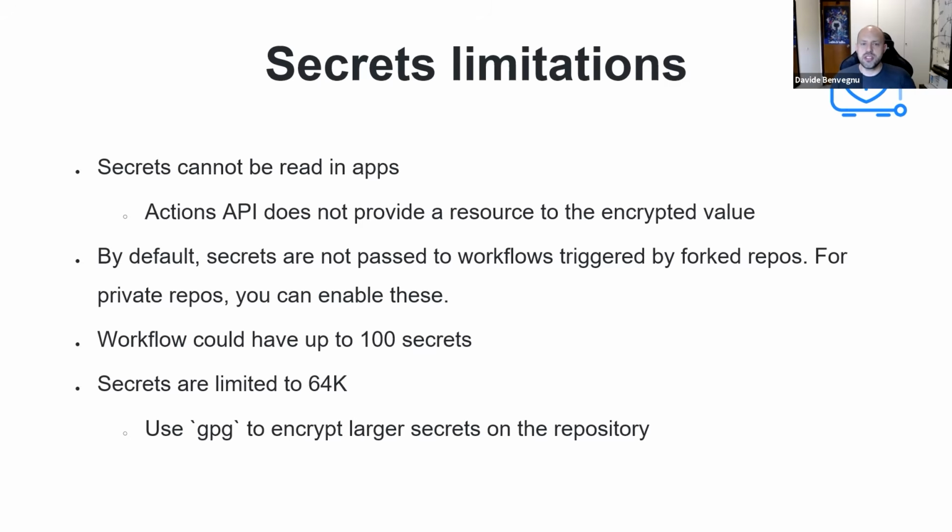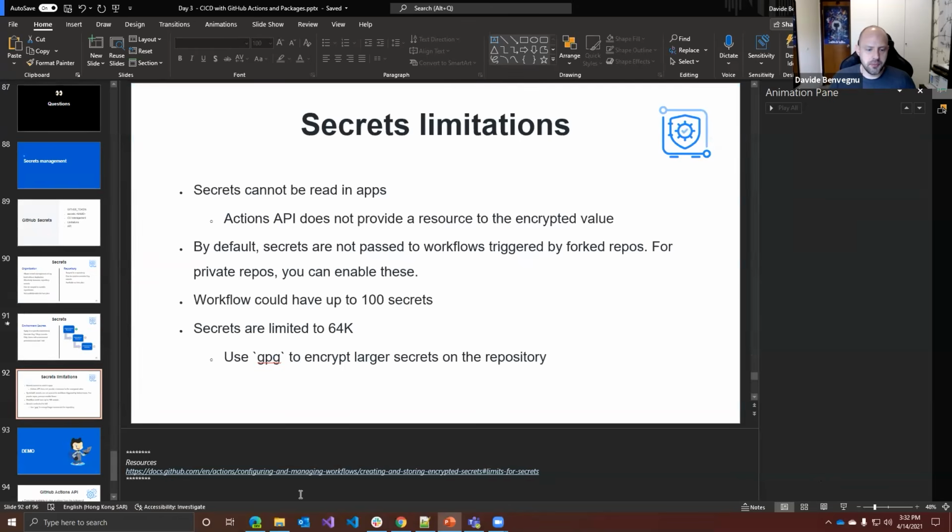If you need to store something that is bigger than 64 kilobytes, then the way to do this is to encrypt the secret, maybe in a file, for example, using GPG, save the encrypted file in your repo, and then save the encryption key as a secret of your repo or organization. In this way, you can bypass the size limitation using an encrypted file, basically. Let me show you these in practice.